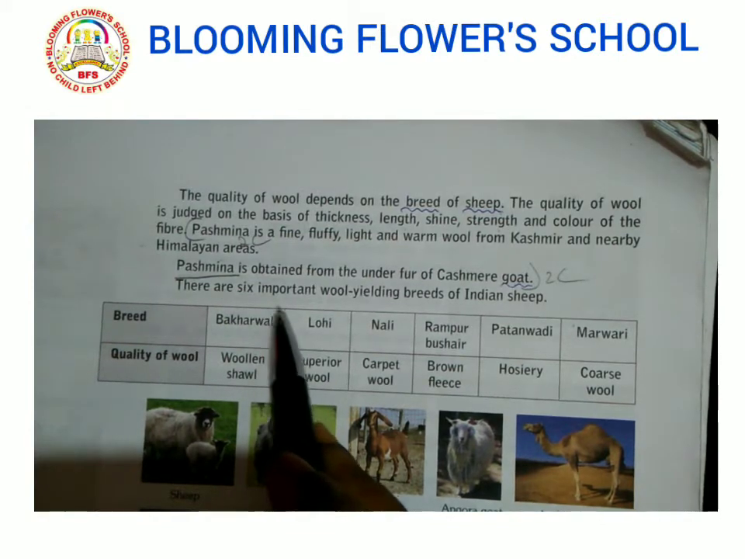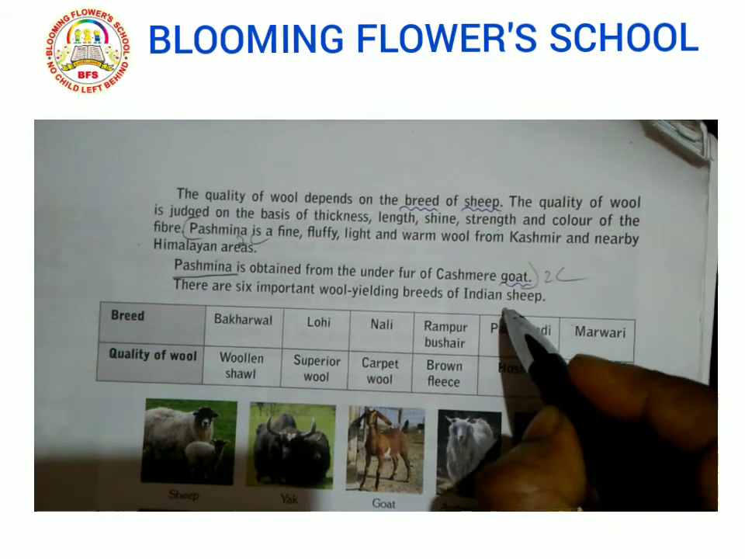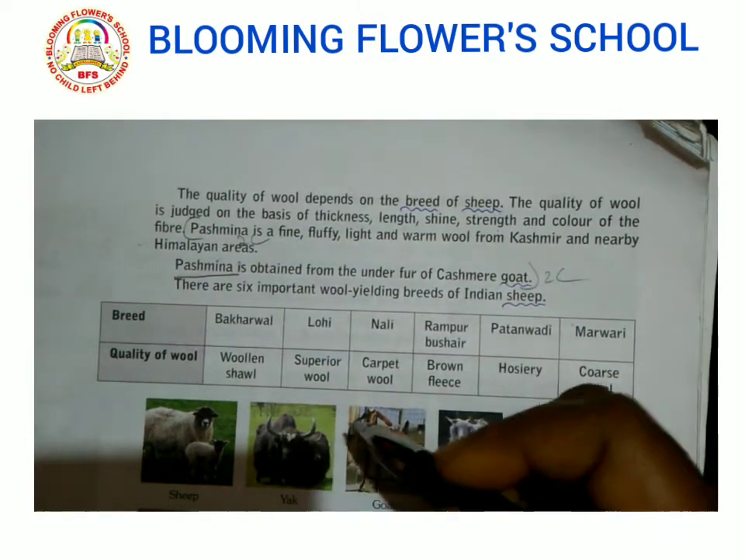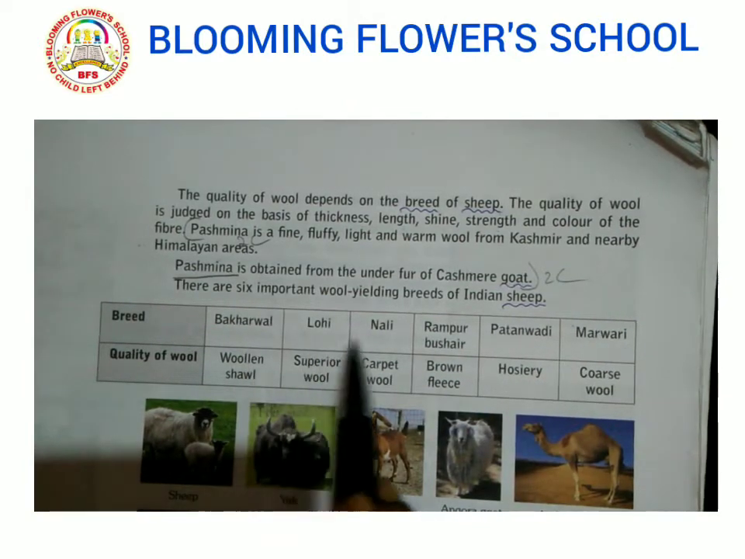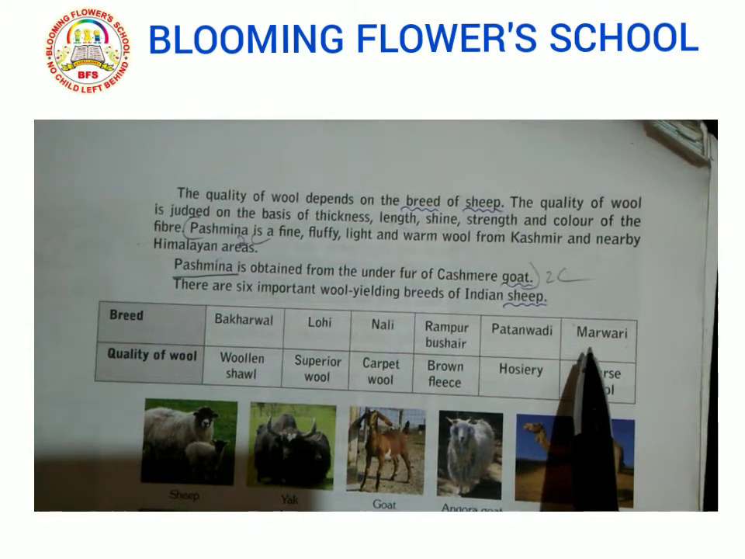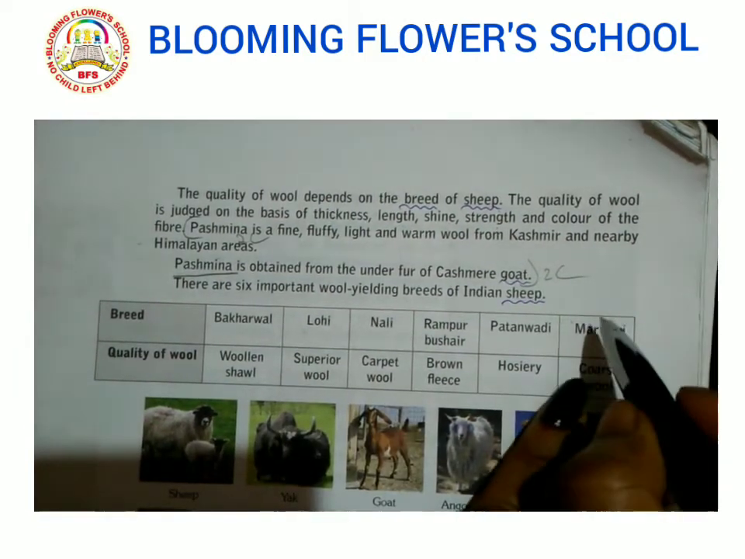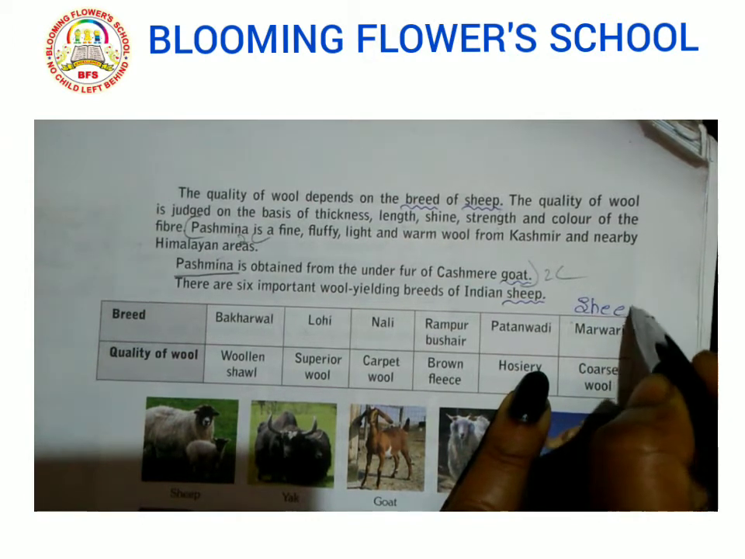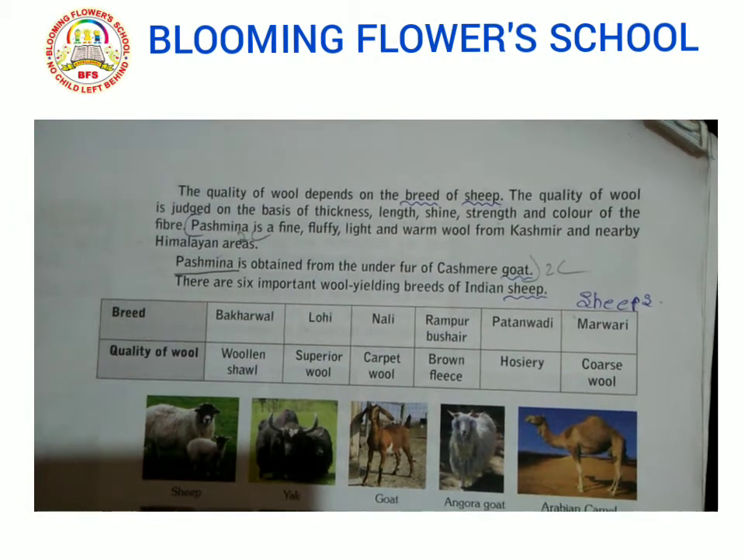Okay, there are six important wool yielding breeds in Indian sheep. So you have sheep here, and we have six different breeds in them. All these are sheep, but different kinds of breeds. Now see, this table is regarding which animal? This is about your sheep. These are the different kinds of breeds of your sheep.